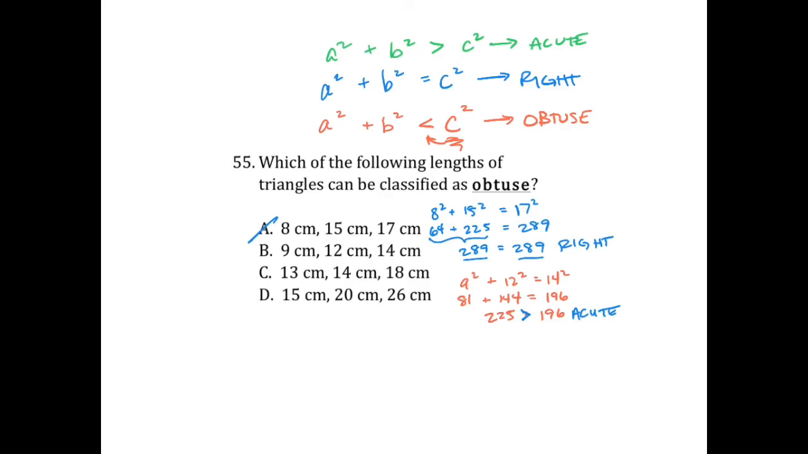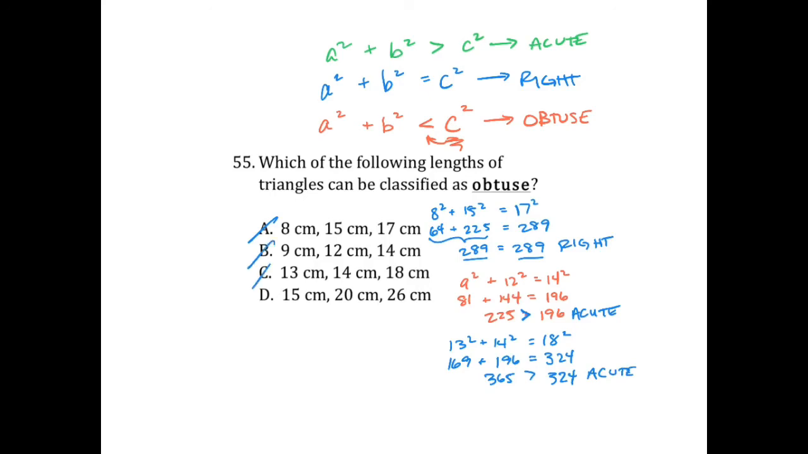All right, up next, let's try the 13 squared plus 14 squared. So 13 squared is 169 plus 196 equals 324. Well, when I put those together, it's 365. So again, we see an A squared plus B squared that's bigger than my C squared. So that's going to be an acute triangle as well.